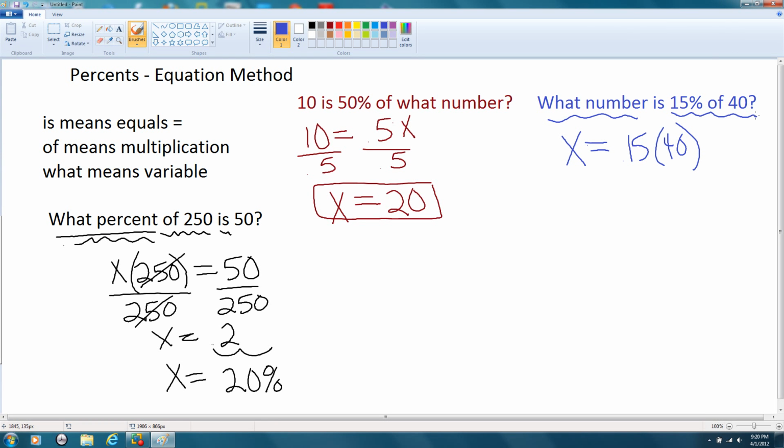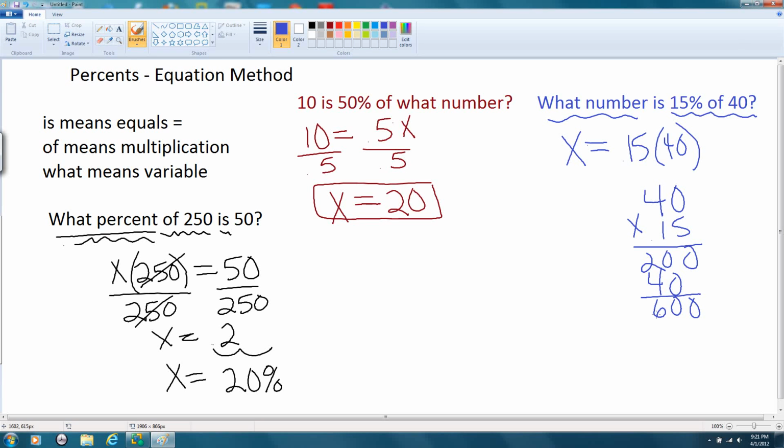So now I got my variable by itself. Now all I do is 40 times 0.15. I will do that here. I don't need a calculator. 0.15, multiply as usual. 5 times 0 is 0. 5 times 4 is 20. 1 times 0 is 0. 1 times 4 is 4. We get 0, 0, 6.